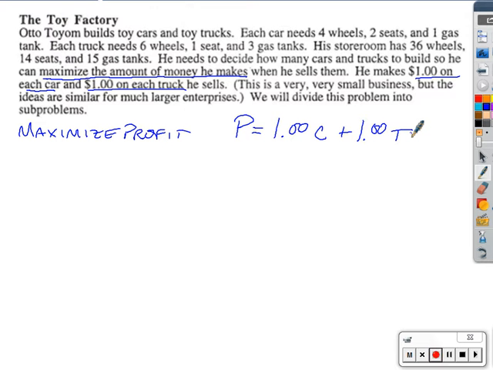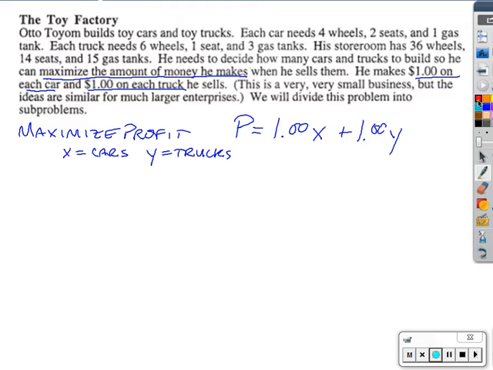Now, C and T, we're going to have to graph these eventually, so C and T might not be the best. It might be better just to say, you know what, we're going to let X be cars, and we're going to let Y be trucks. That way when graphing time comes, things work out a little bit nicer. We don't have to worry about getting goofed up on which is which. So let's make that X and make that a Y. So that's the first 2 steps there, identifying what we're trying to find and then writing an equation for it.